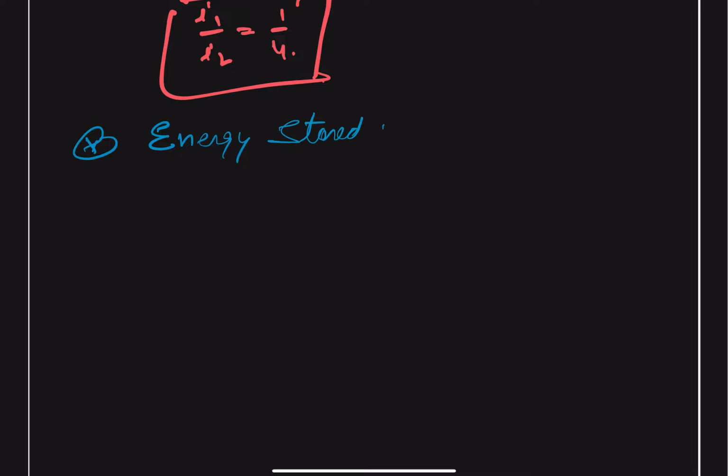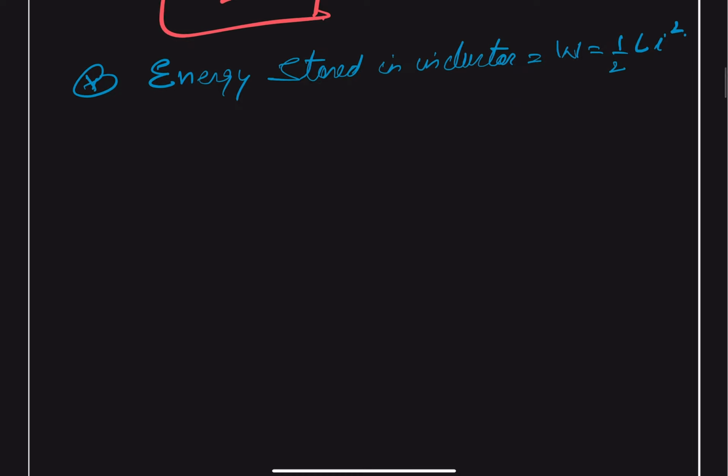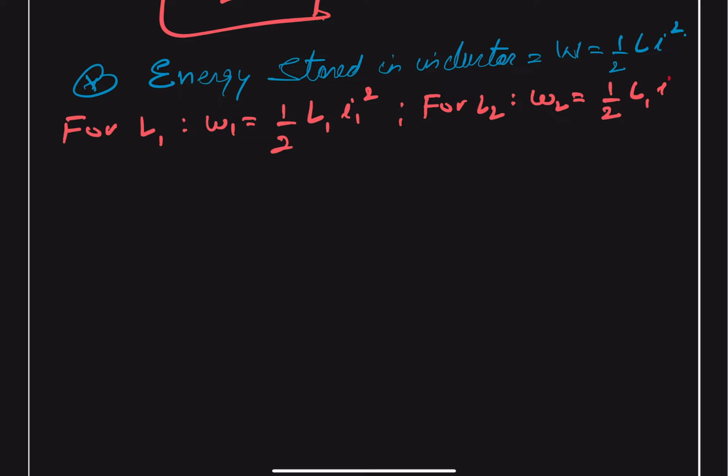Energy stored in an inductor is given as W is equal to half L i square. Likewise, we have two inductors. So you can say for L1 we get W1 is equal to half L1 I1 square, and for L2 we get W2 is half L2 I2 square.